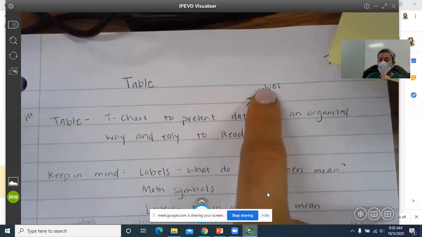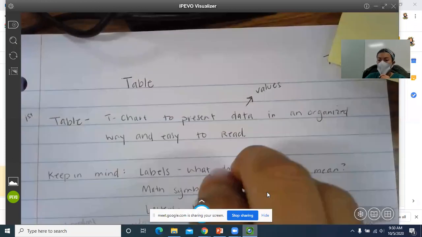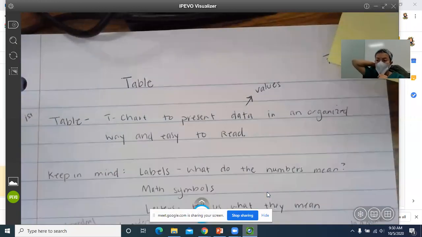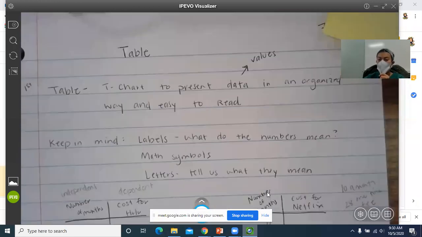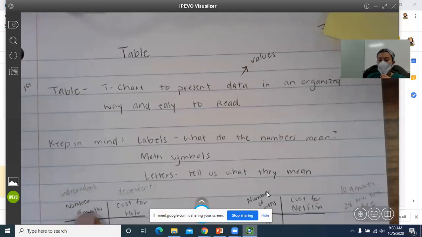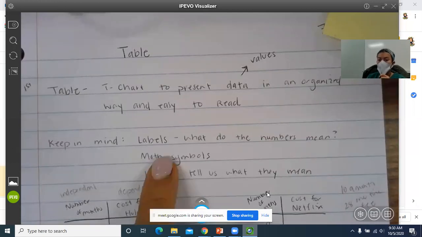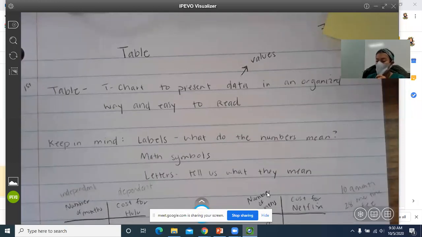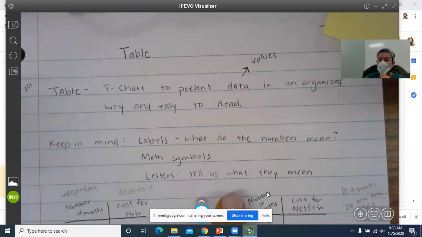That means the values. Values are a little bit different because that means this number is attached to this number. There's a relationship between them. And it needs to be an organized and easy way to read. A couple things to keep in mind when you create your own tables is the labels. You have to put the labels just like I put labels up here. You have to tell us what those numbers mean. You have to keep in mind the math symbols. If you put a 2, that means 2. You can't tell me, oh, well, it meant this. No, no, no. 2 means 2, always. If you're using letters, you have to tell us what they mean.